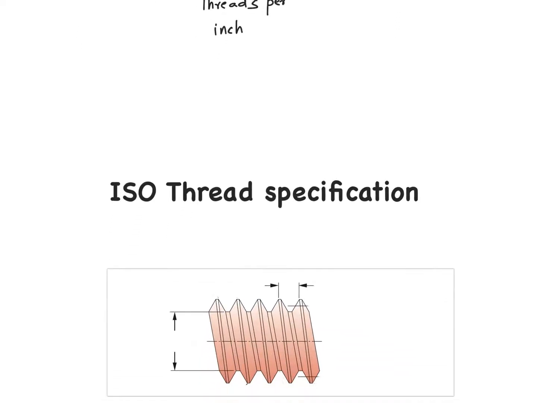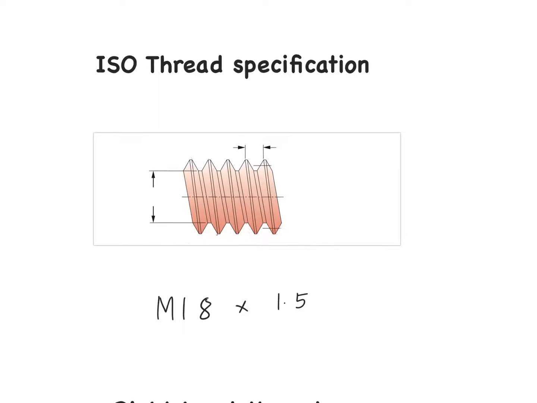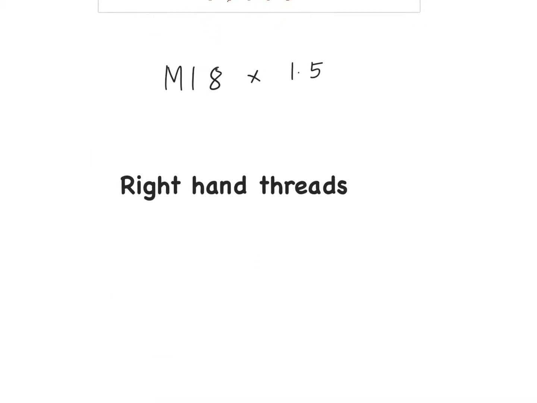Now let's move ahead and see how you specify a thread in metric standards. In metric standard, it's far easier. We call it M18 cross 1.5, where M refers to metric standard and 18 refers to the nominal diameter. What is nominal diameter? It is the major diameter, the maximum diameter in a thread form. So 18 is the nominal diameter and 1.5 is the pitch. Make sense? Let's move ahead.